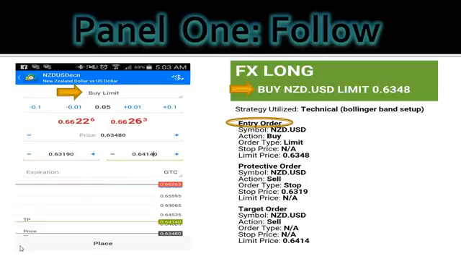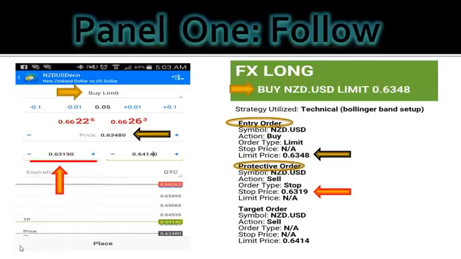The next thing I'm going to look at is the entry order, okay, at 0.6348. Okay, I'm going to put that in where it says price, 0.6348. Okay, I'm going to copy and paste. Remember, follow our market experts to the T. I'm going to plug in our protective order at 0.6319, I'm going to put it where the red line is. Okay, that's our stop loss. I'm going to put our target order or our take profit, all right, at 0.6414. I'm going to put that where the green line goes, okay, 0.6414.